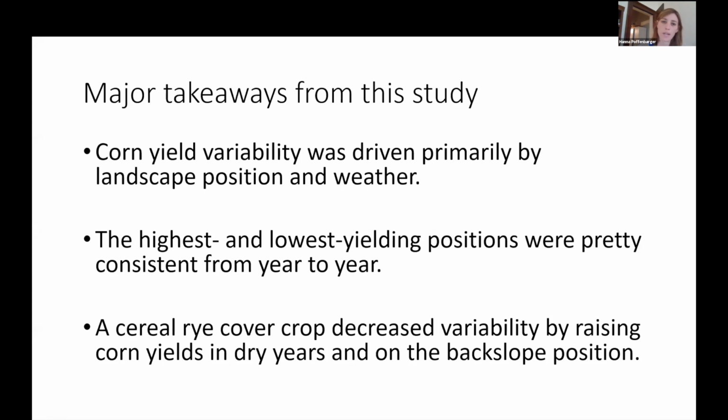So we saw pretty consistent spatial patterns from one year to the next. But that back slope was particularly sensitive to weather and rainfall. And then third, that cereal rye cover crop helped to decrease variability in yield by raising the corn yields in dry years, and especially on the back slope position.